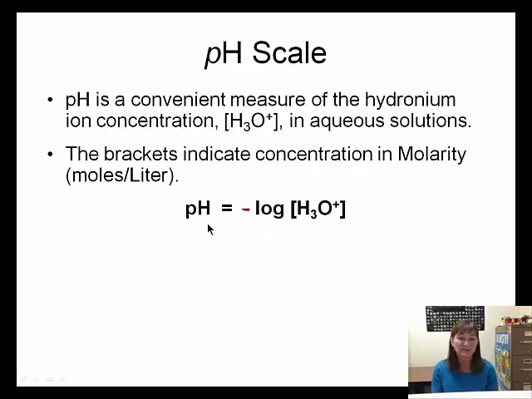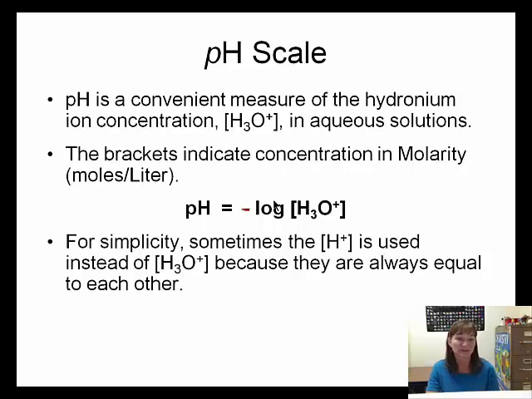So make sure you can do this calculation on your calculator. Make sure you find your log button, and you're just going to type in negative log and then whatever the hydronium concentration I give you. Some calculators you have to do the log first and then take the negative. So figure out your calculator. This equation I give to you on your information sheet.